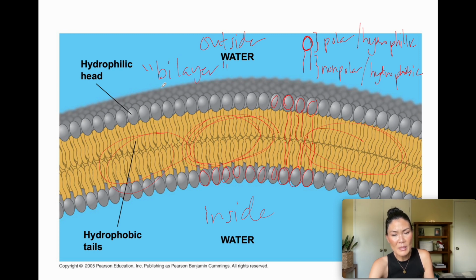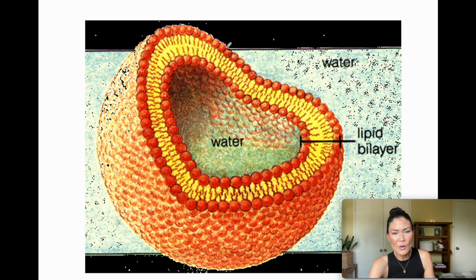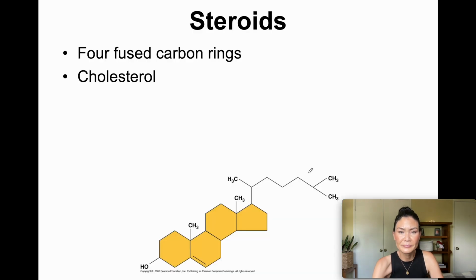Bilayer. Bi means 2, layer referring to the 2 layers of phospholipids that make up your cell membrane. Going back to this diagram, I like this one because it shows that if your cell was a sphere, a circle, the phosphate heads are facing out and in, whereas the tails, the interior of the membrane, are facing each other.